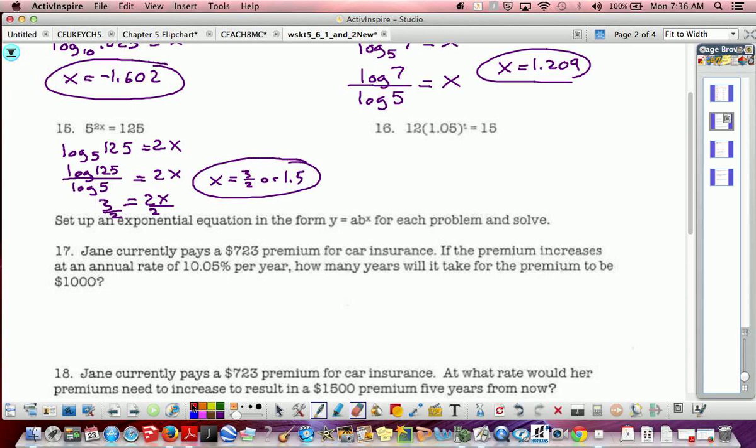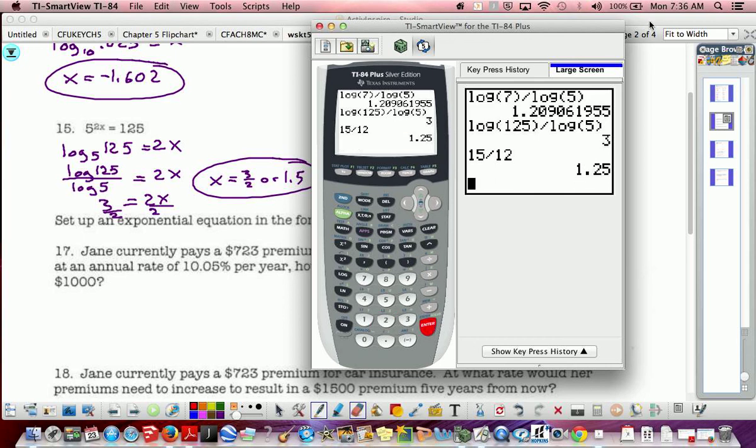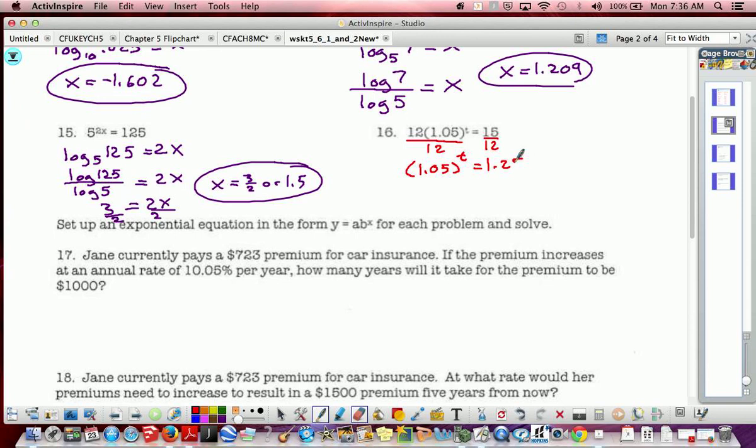On the last one here of just the general solve ones, let's take the first part and divide by 12. So I have 1.05 to the t power equals 15 divided by 12, I believe is 1.25. Yeah, so now I just need to get t by itself. It's in exponential form. Write it in log form. Log base 1.05 of 1.25. Base number equals exponent. The more you know that, the easier this is.